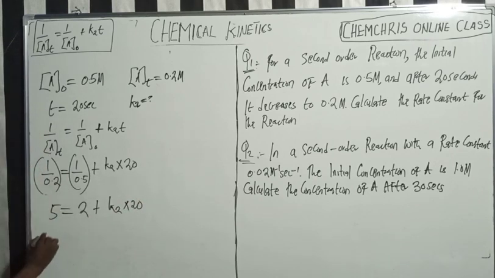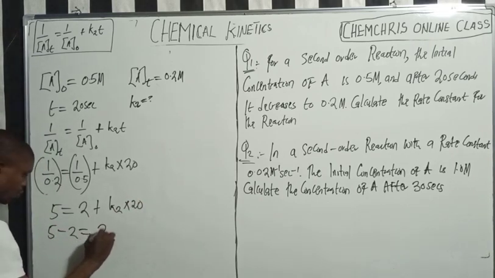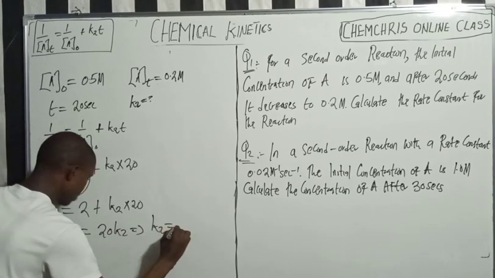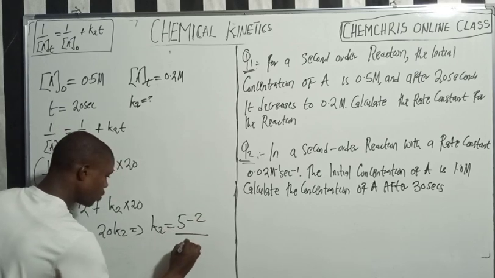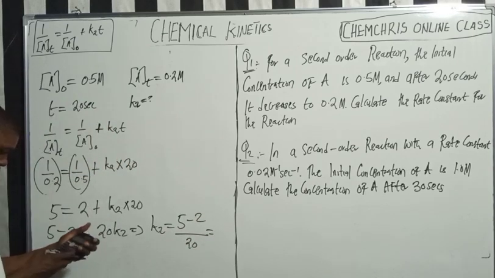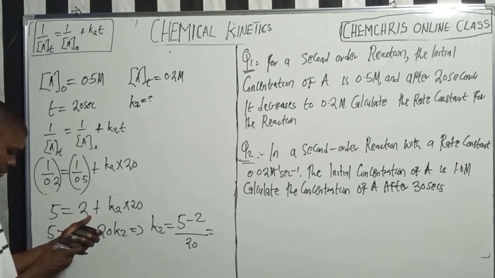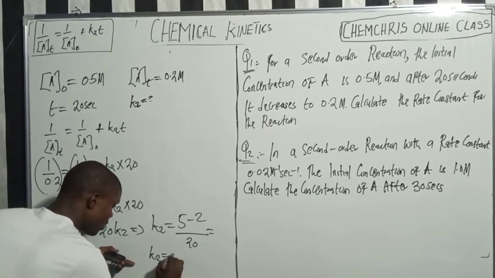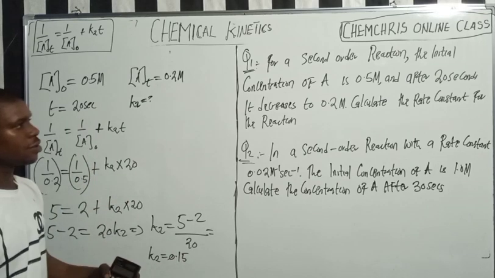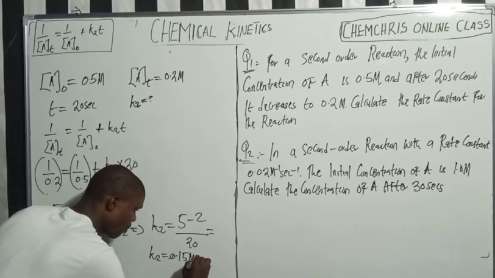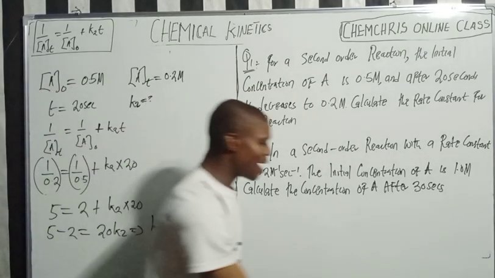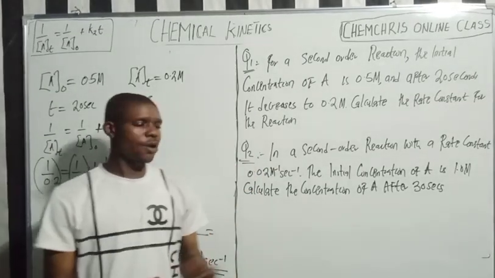Okay. So 5 minus 2 equals 20 K2, right? So K2 equals 5 minus 2 over 20. You get your answer. So it will be 5 minus 2 divided by 20. Here we have my K2 is 0.15. Now what is the unit? Per molarity per seconds. So you go ahead and try number 2 for me.